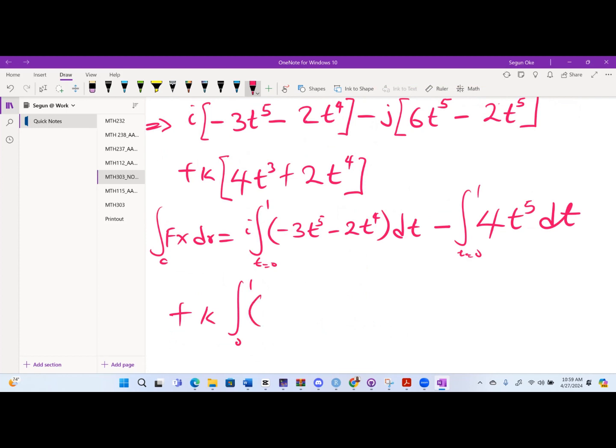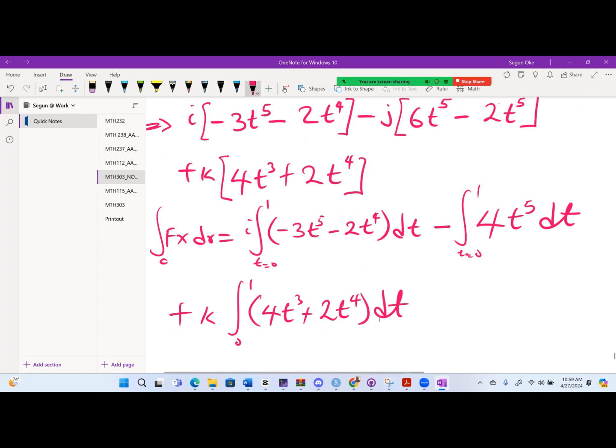You cannot add it together. 4t cubed plus 2t4 dt. Excuse me, sir. Go ahead. Component J is missing, sir. You omitted it. Oh, okay.